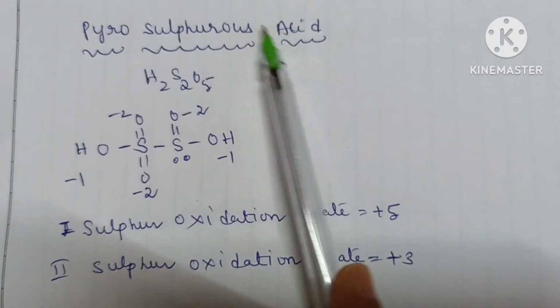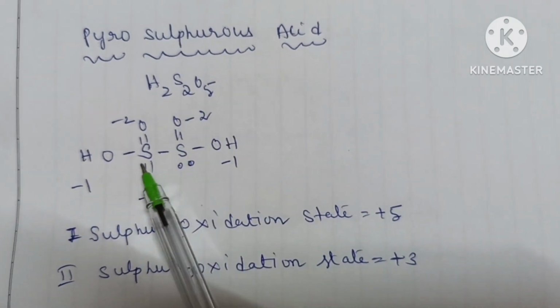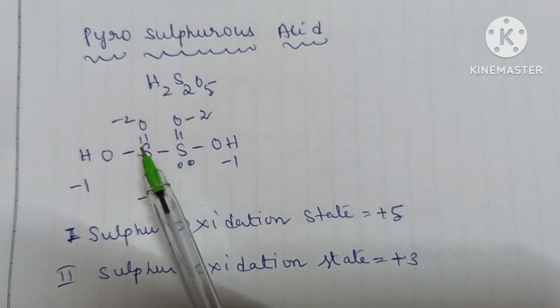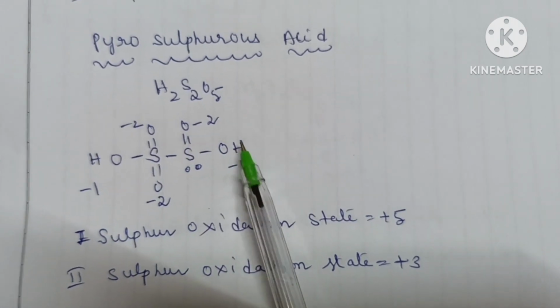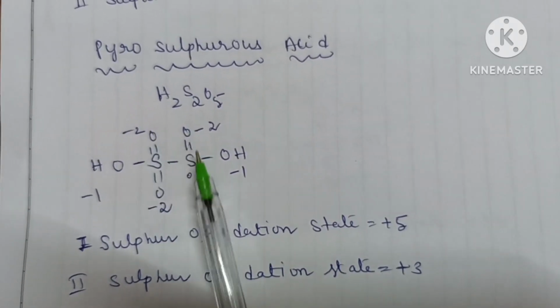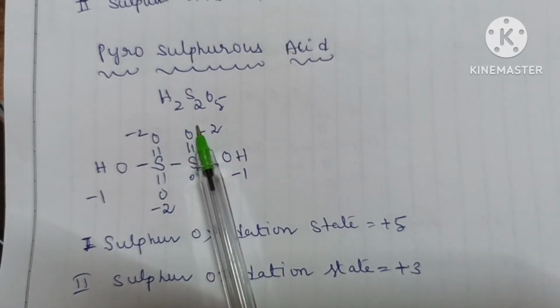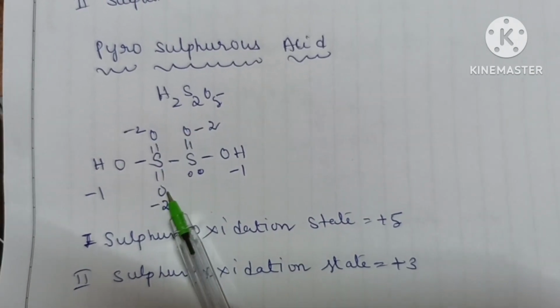Pyrosulfurous acid formula is H2S2O5. Okay, how to draw the structure? Sulfur is attached with another sulfur. Sulfur is attached with one OH group, another sulfur attached with again another OH group. After that, you have to add double bond O, again sulfur attached with another oxygen. Okay, next first sulfur attached with oxygen.